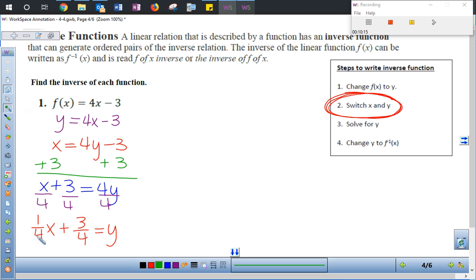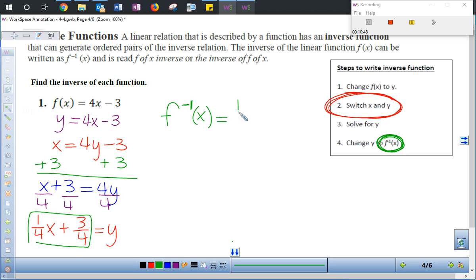Now I can't write f of x equals 1/4 x plus 3/4 because f of x already is equal to the 4x minus 3. So instead of starting with f of x, I have to use this guy right here to show that it's inverse. And how we write that is f, and then I'm going to have a little exponent of -1, and then parentheses x. So we read this as f inverse of x equals, and then it's just whatever y is equal to, that 1/4 x plus 3/4.